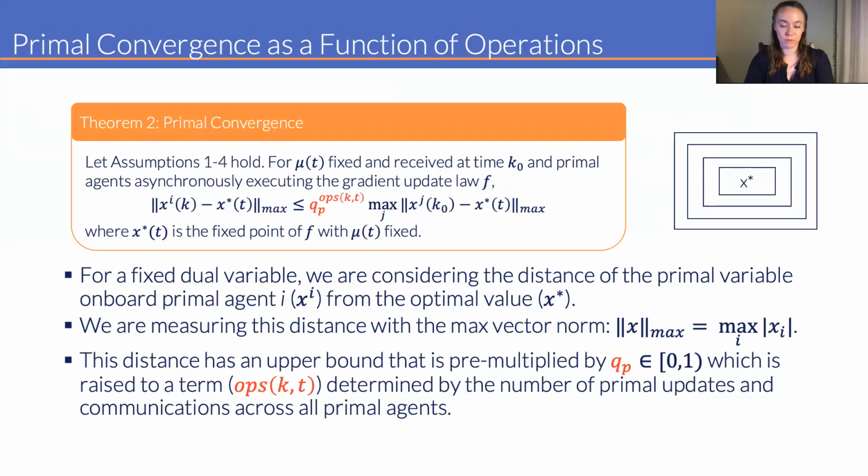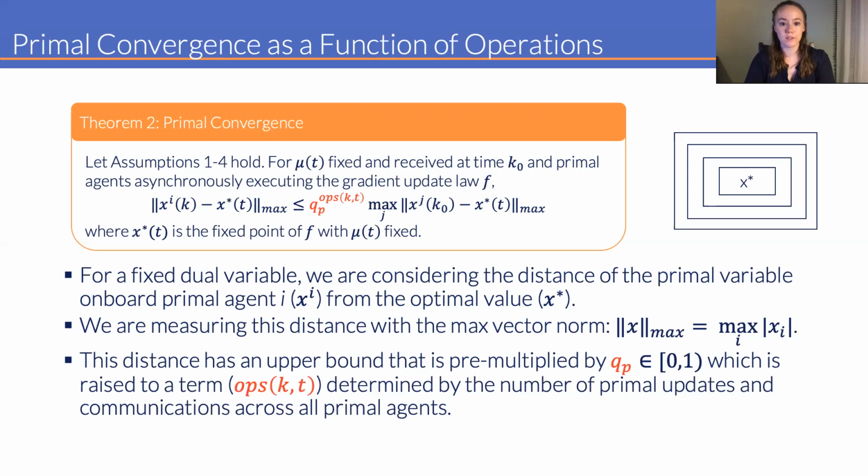And now, looking at primal convergence from Theorem 2 in our paper. For a fixed dual variable, we are considering the distance of the primal variable onboard primal agent i, x_i, from the optimal value, x star. We are measuring this distance with the max vector norm. This distance has an upper bound that is pre-multiplied by a term between 0 and 1, which is raised to a term, ops k_t. This ops term counts primal operations, which is determined by the number of primal updates and communications across all primal agents. The operation counter increases by 1 once all primal agents have computed at least one update with a given value of mu, and then they communicate these updates to all other agents that need it.